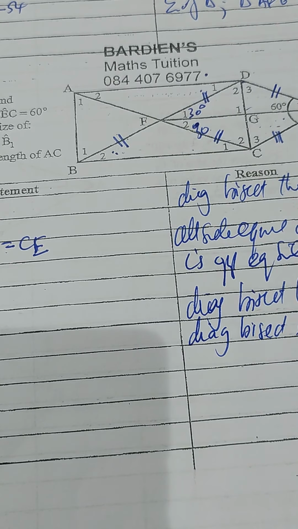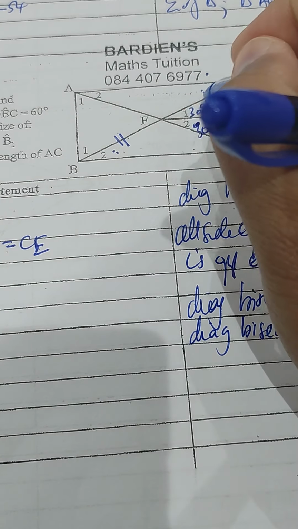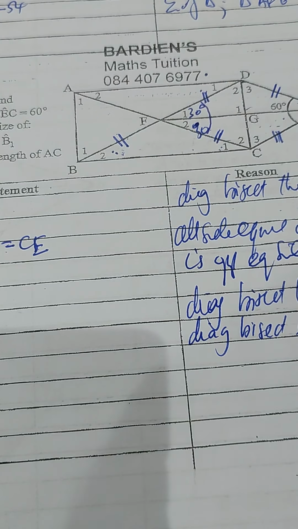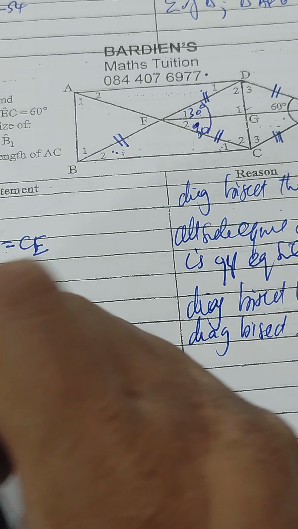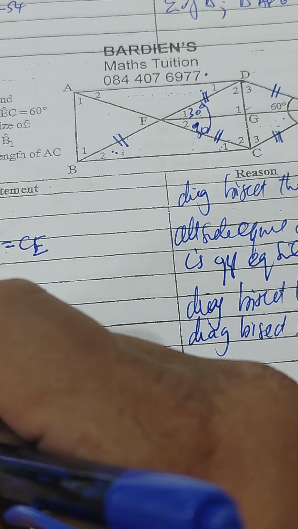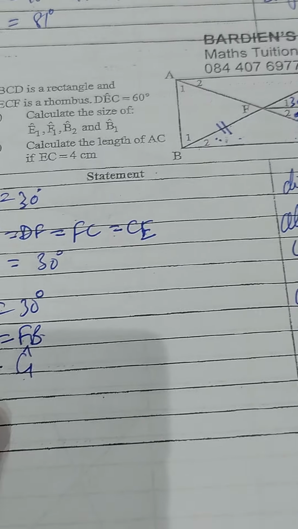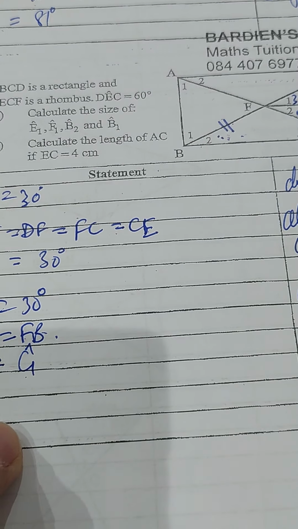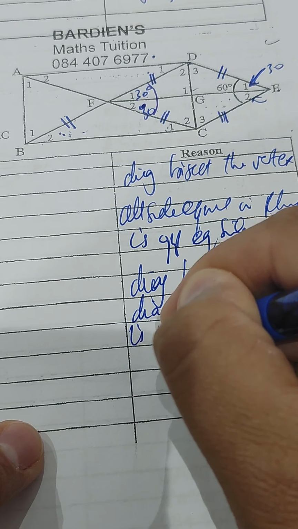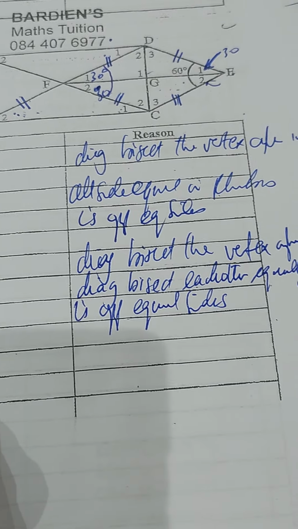So what you should note at this point is that the exterior angle, let's get a different color, the exterior angle is equal to the sum of the two interior opposite angles. So 60 degrees is equal to that plus that. But we know firstly, before we go into that, that B2 is equal to C1 because of this here. So B2 is equal to C1. Reason: angles opposite equal sides.